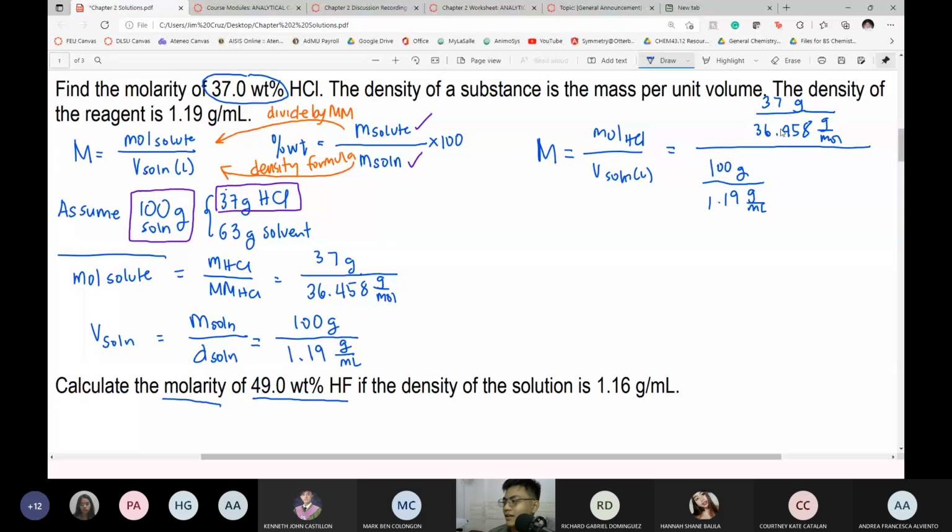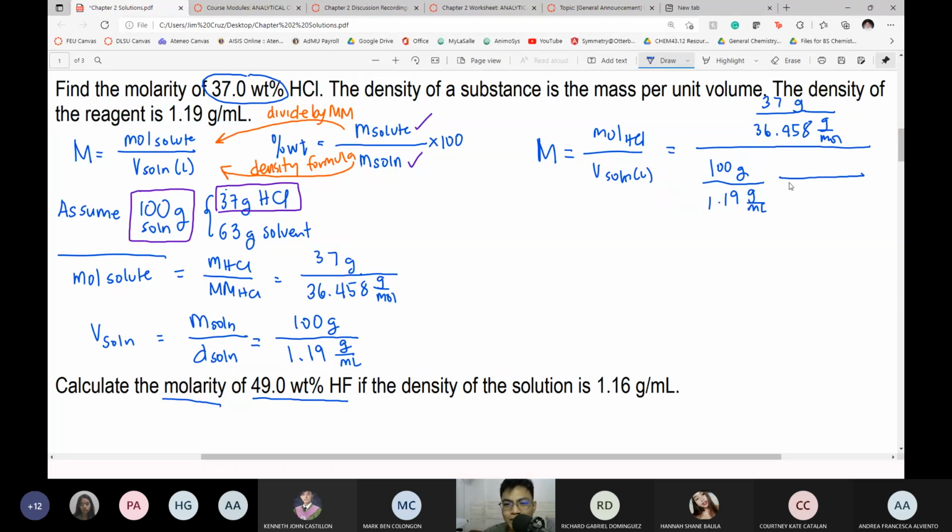Ang kulang sa equation ay ayun, yung volume in liter. Kasi look na, dito it is ml. However, look at the equation for the molarity. It asks for the liters, no? Meaning we have to convert ml to liters. Okay? So we have to do that. Okay? So make a fraction.